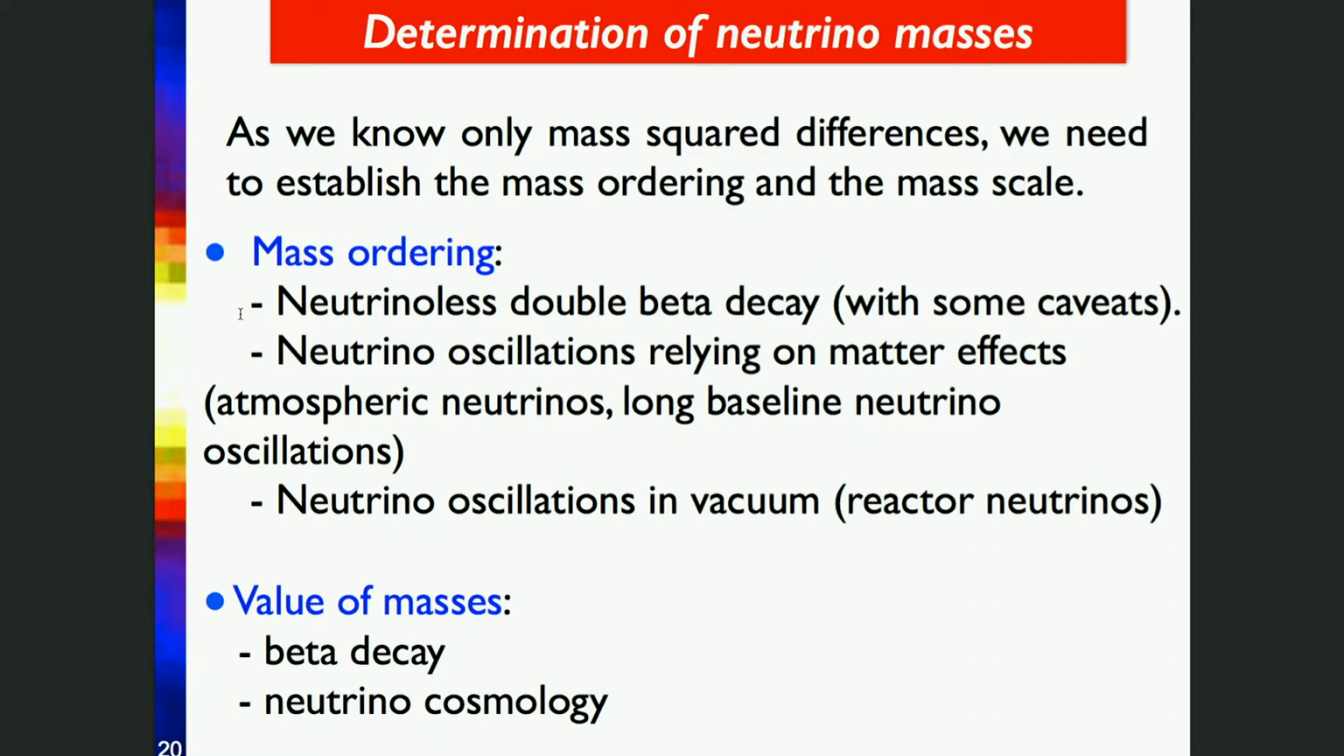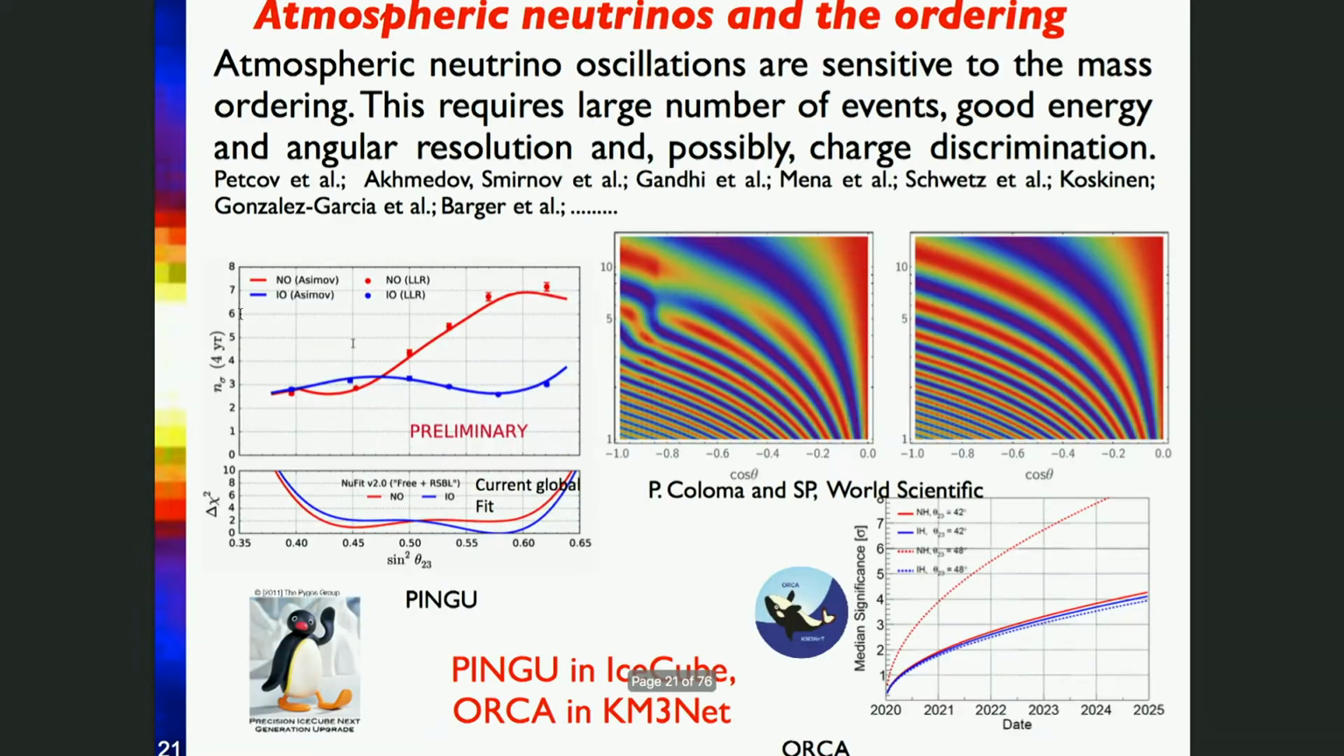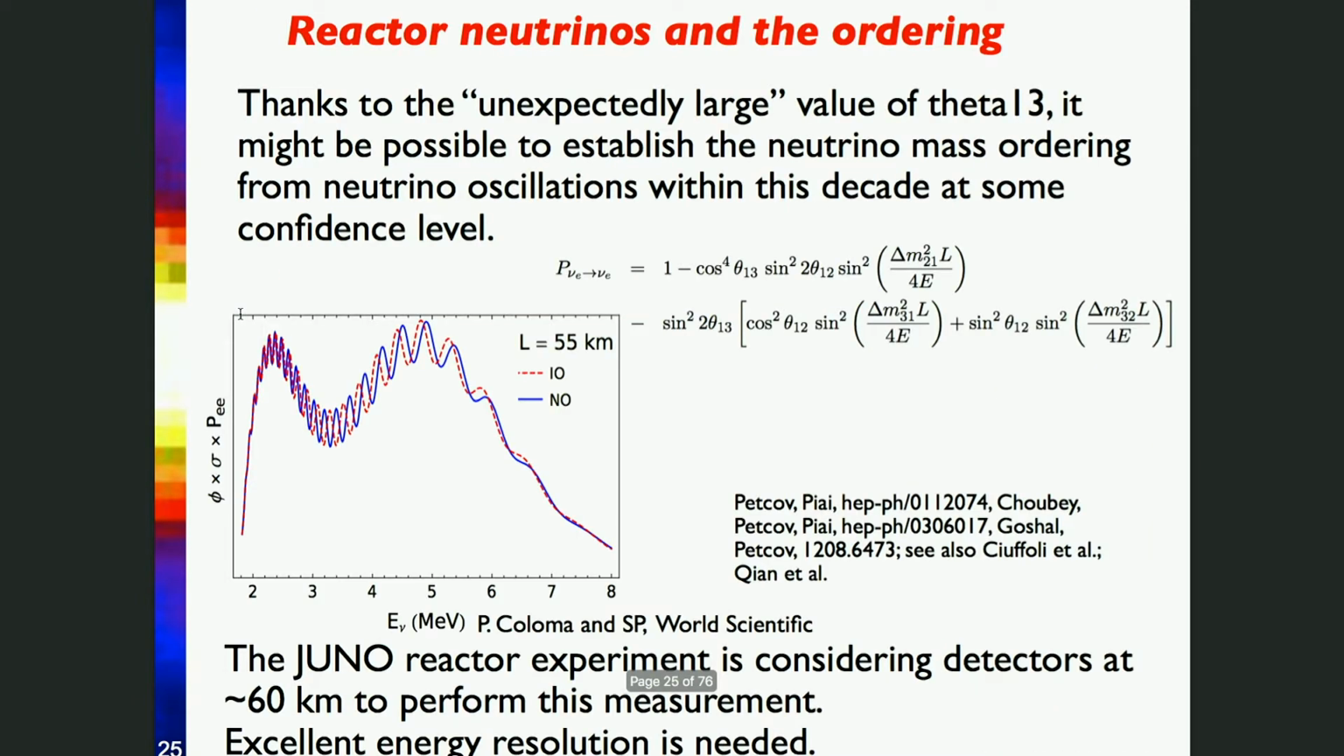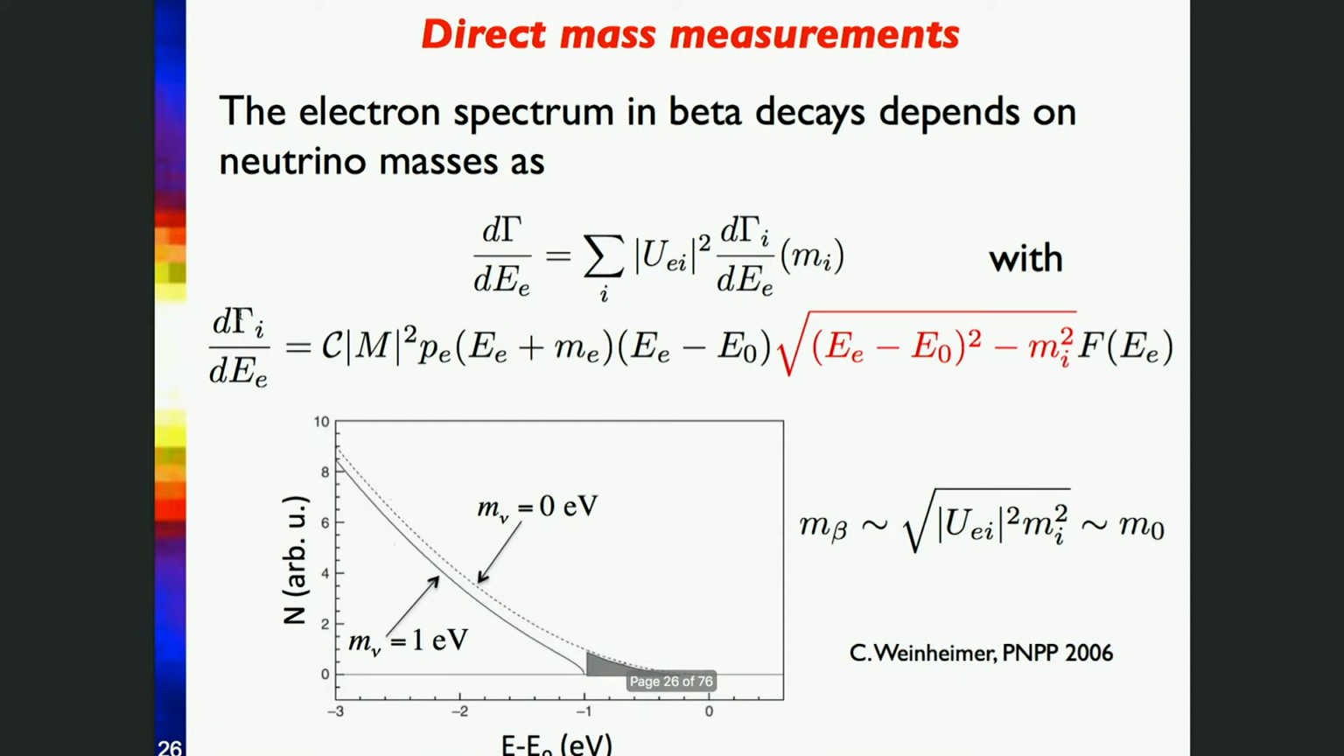Now, if you look at the values of the masses, you have beta decay and neutrino cosmology, in addition to neutrinoless double beta decay, which can, again, give you some information. I don't want to discuss much of this. You have everything in the slides, so you can look at the sensitivity of the experiments, etc. Instead, let me just spend one minute on beta decay.